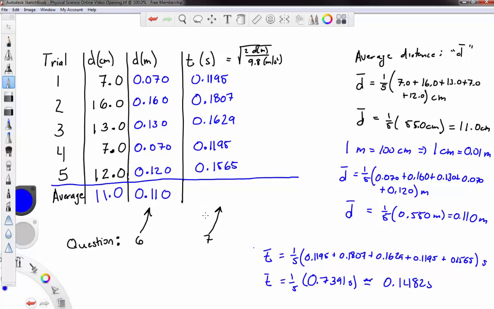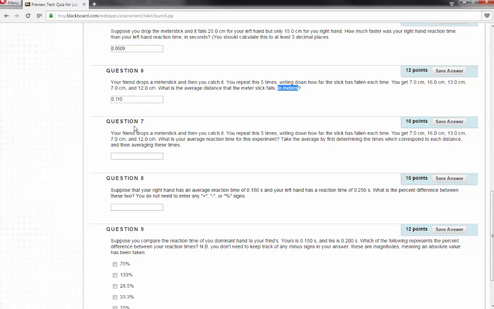So 0.1478 seconds. Realistically, we have actually 3 significant figures to work with. This figure right here was not actually a significant figure in these calculations, nor should it carry over into this final answer. So we would put 0.148 seconds. So now we open up this and it says, what is the average reaction time? 0.148.